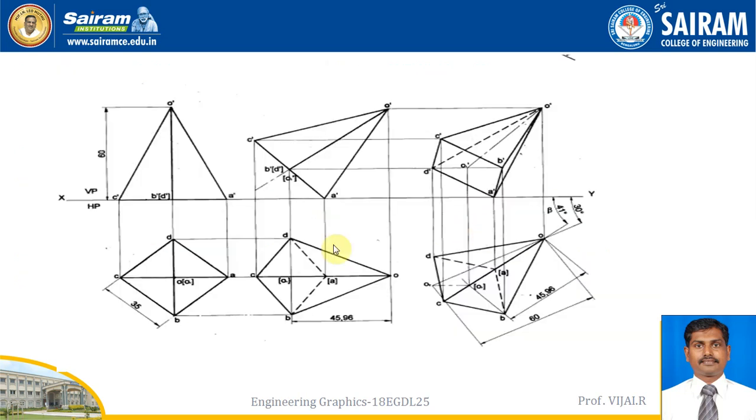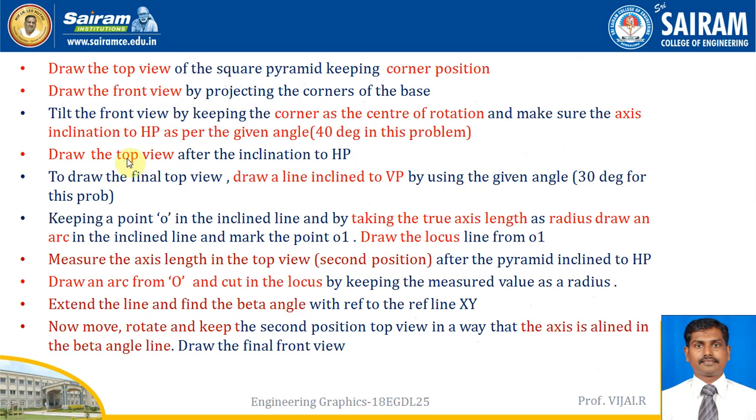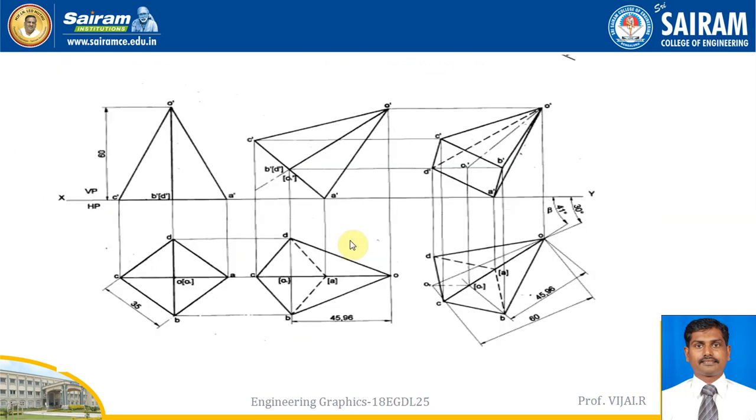Only the thing is, here we have to select the true height. What is the axis? This axis length we have to measure and keep it. The same method as you did in the prism. Draw this top view, front view, and incline to HP. Draw the top view after inclination, and draw a line inclined to VP with the given angle. Taking the true axis length as the radius, draw an arc and mark the point on the inclined line. So here, after the inclined line is drawn, take the true axis as the radius.